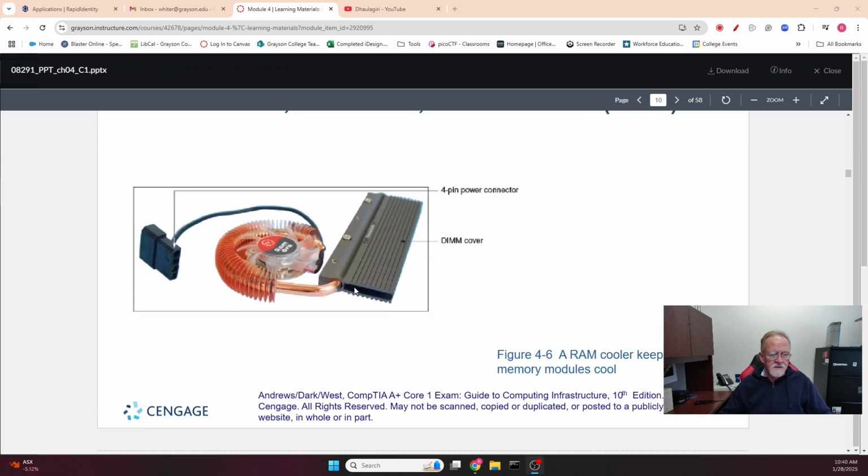This is the cover that goes over a RAM chip, and this is a copper heatsink and a fan, and then there's a 4-pin Molex connector. Basically, this is the kind of connector that an IDE hard drive would use, those 4 pins. You can connect this to your power supply, and this fan will get power, and it'll keep your RAM modules cooler.